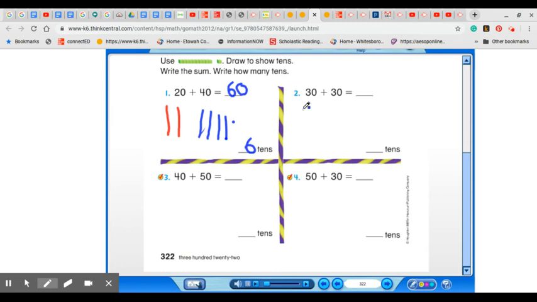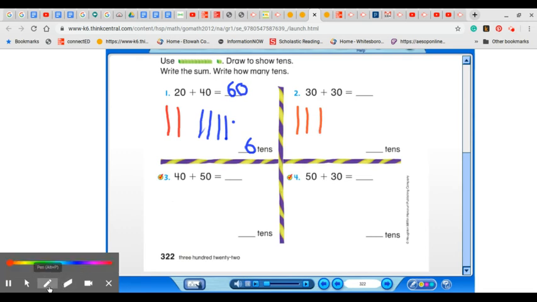Okay, now I'm going to give you a minute to write 30 plus 30 on your paper. Now I want us to think about how many tens in 30. Okay, I hope you said 3. All right, I'm going to change my color in my pen so that it will help us to tell the difference. So we're going to start with 1, 2, 3.